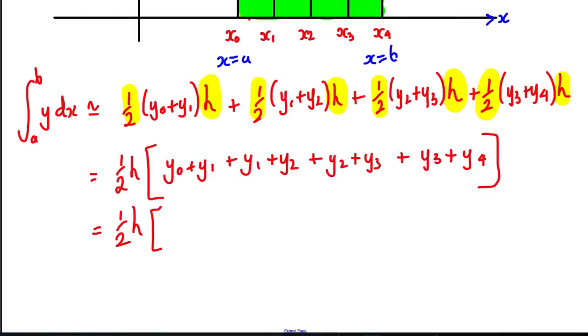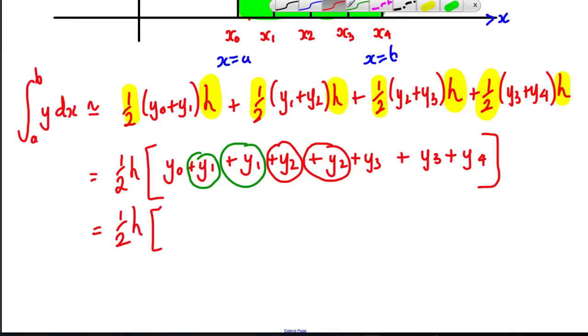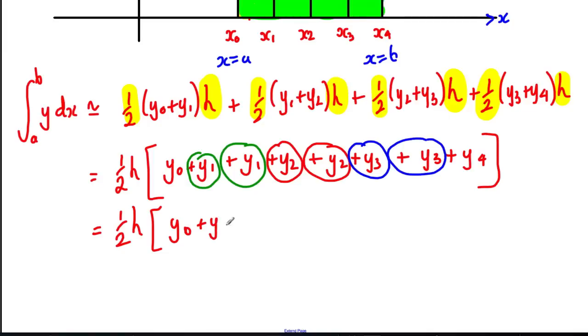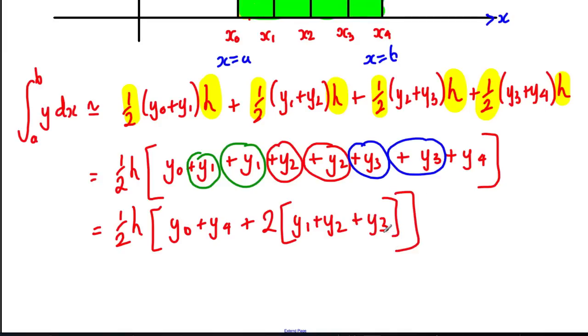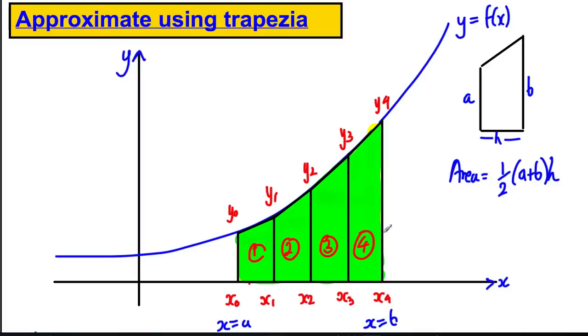Now we would have a lot of these things collect up. We've got a y1 there, another y1. We've got a y2 here, another y2. And we've got a y3 here and another y3. So what we would have is a y0 plus y4, let's say, plus two lots of y1 plus y2 plus y3. Okay? And that would be an approximation for the area under this curve here.